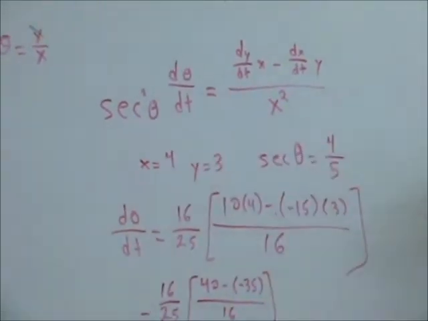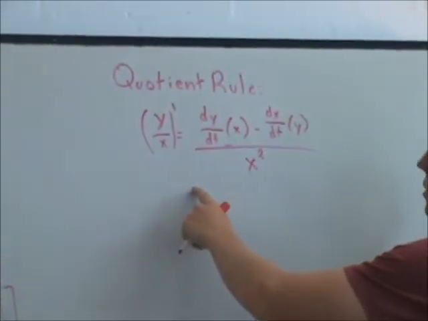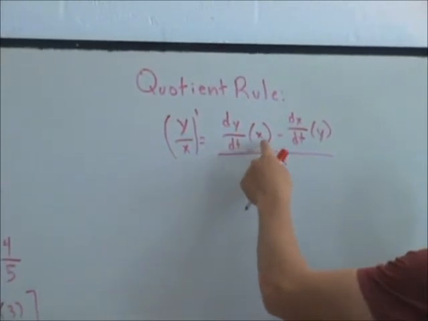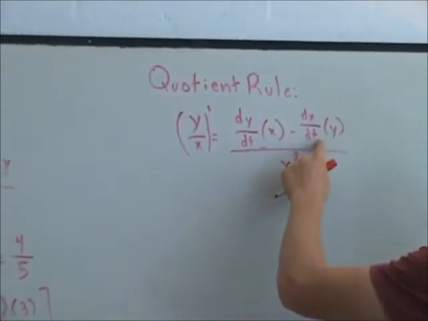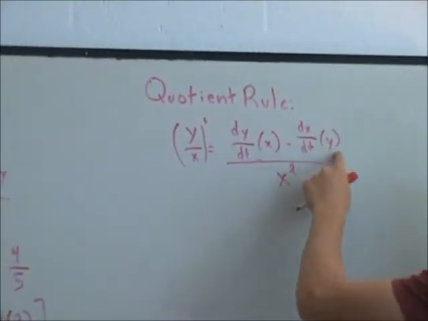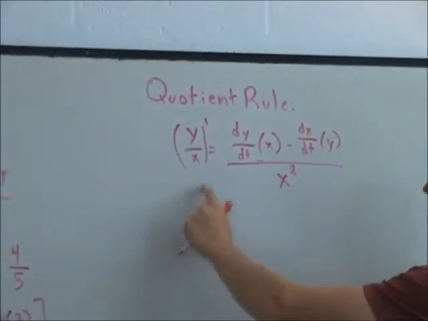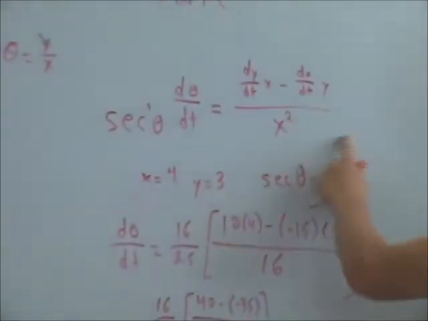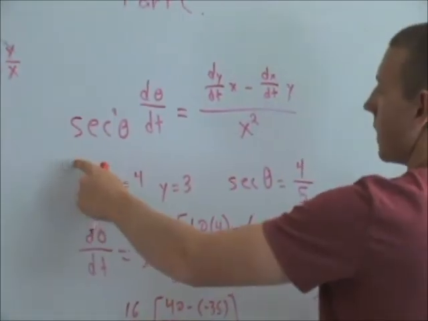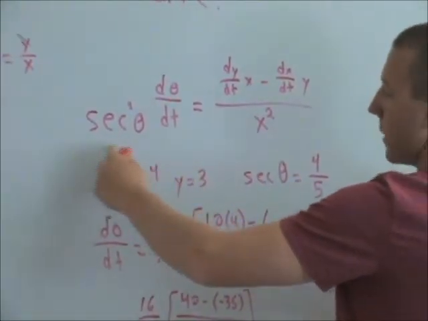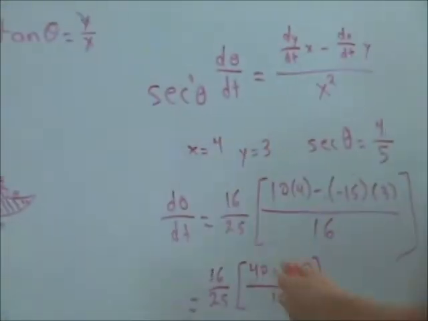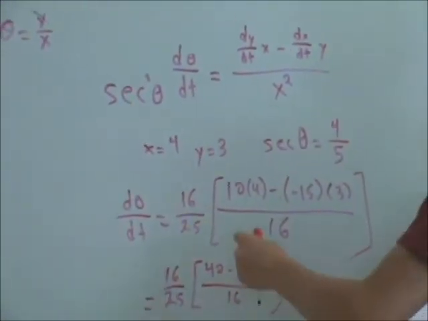And like Deepak was saying, that's our quotient rule, which basically means you take the derivative of the top times the bottom, dy over dt times x, minus the derivative of the bottom times the top, dx over dt times y, and then all of that over the bottom squared, x squared. So we go back over here, and here's our quotient rule, and here's the left side. Now secant squared theta, we get that because we take our derivative of tan, which gives you secant squared theta. So now, we're going to do all this in terms of our variables again.